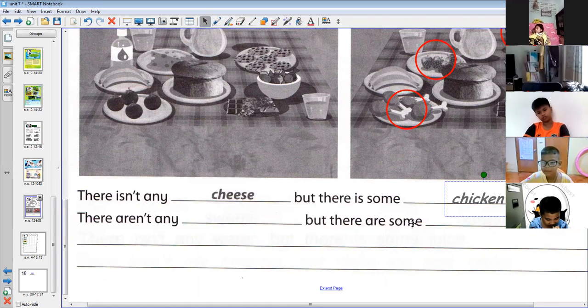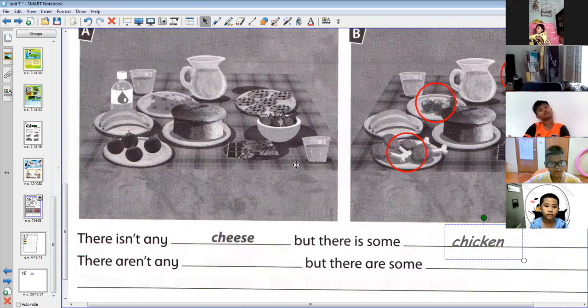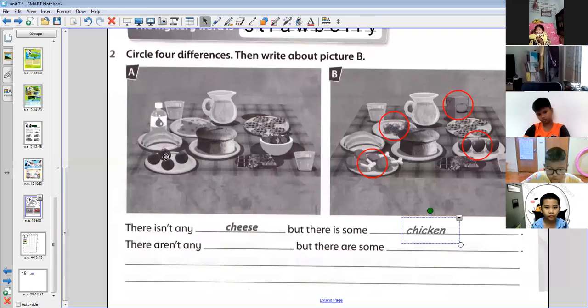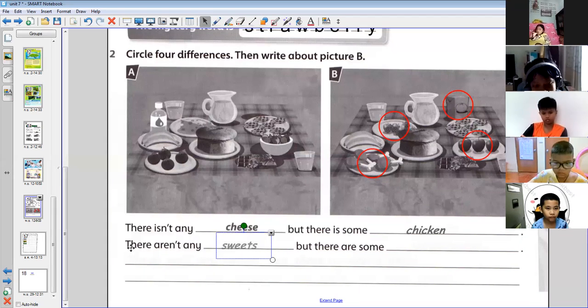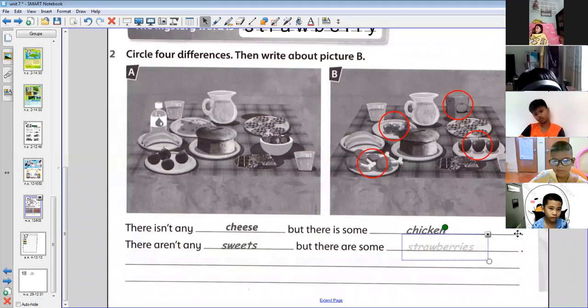Now we have there aren't any, but there are some. Who can think of a sentence? We're talking about picture B now. There aren't any, but there are some. Can somebody think of something? Yes. Good. There aren't any apples. Oh, there are apples. We're talking about picture B. Okay. So there aren't any tomatoes, but there are some apples. Not there's some apples. There are some apples. All right. Well done. So what I did is I chose sweets. There aren't any sweets, but there are some strawberries.